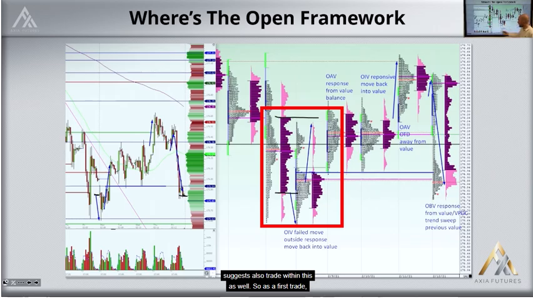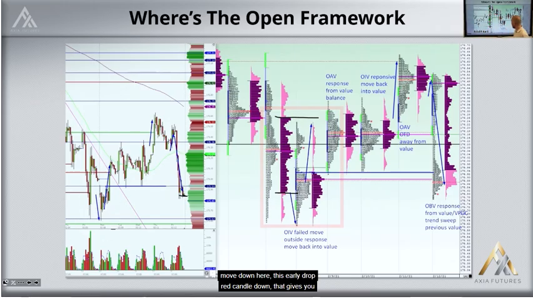So as a first trade, you get the opportunity to sell on the break, and that's this move down here, this early drop, red candle down. That gives you the chance to go and break the recent low, fails, and then responsive move back into value. So the market cannot escape value. Later on in the day, a bit of news drives us higher, and we then create single prints and trade higher for the rest of the day.